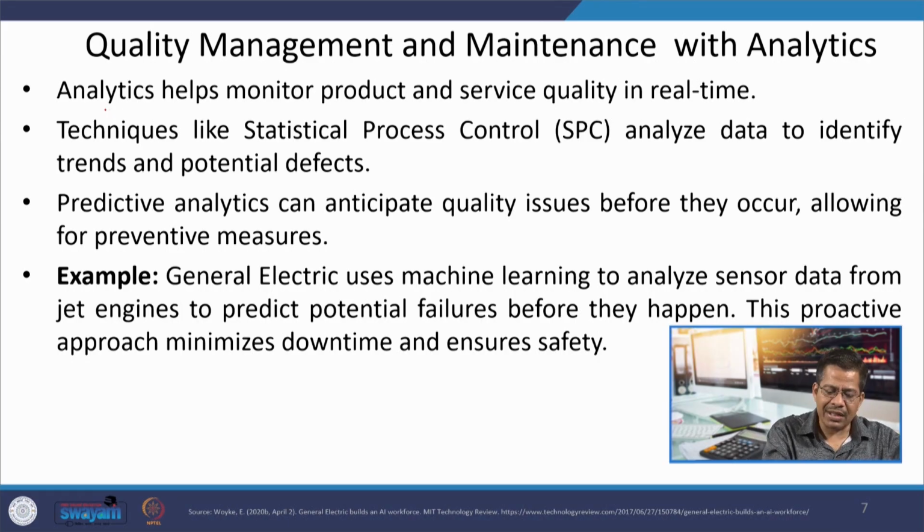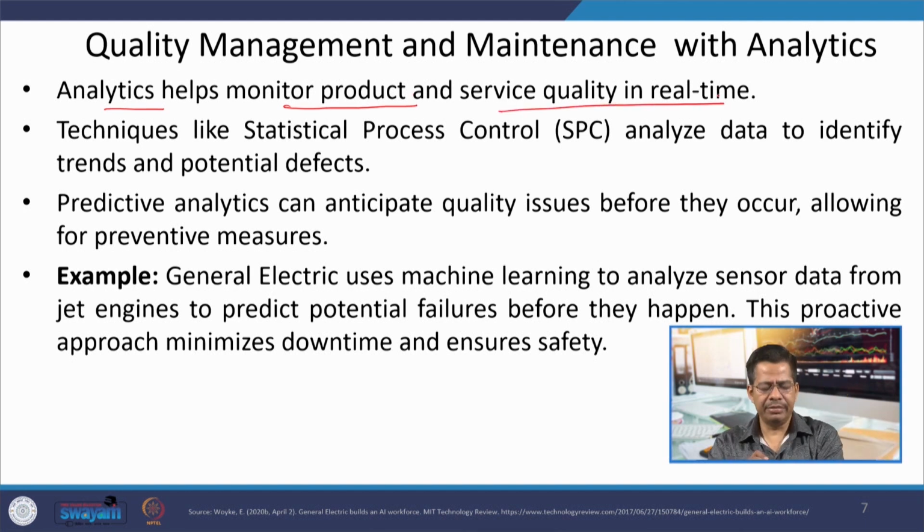So, analytics help us in monitoring the product quality in real time. Like earlier, we used to make a lot of quality control charts in statistical process control, and these statistical process control data was generated after a particular process is completed. But now, with the help of analytics, with the help of display monitors, we are able to display our quality performance in the real time.